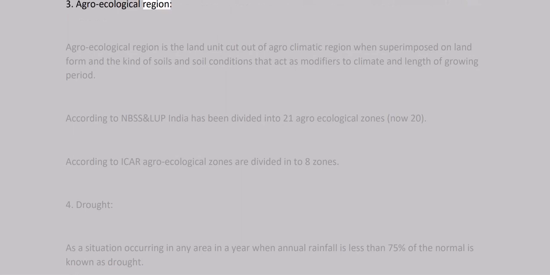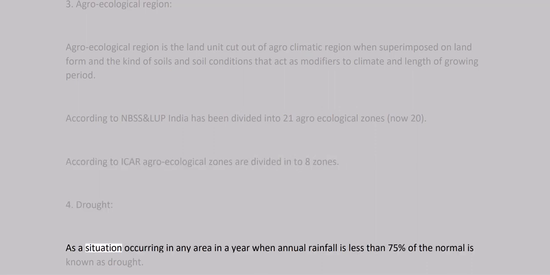3. Agroecological region. Agroecological region is the land unit cut out of agroclimatic region when superimposed on land form and the kind of soils and soil conditions that act as modifiers to climate and length of growing period. According to NBSS and LUP, India has been divided into 21 agroecological zones, now 20. According to ICAR, agroecological zones are divided into 8 zones.